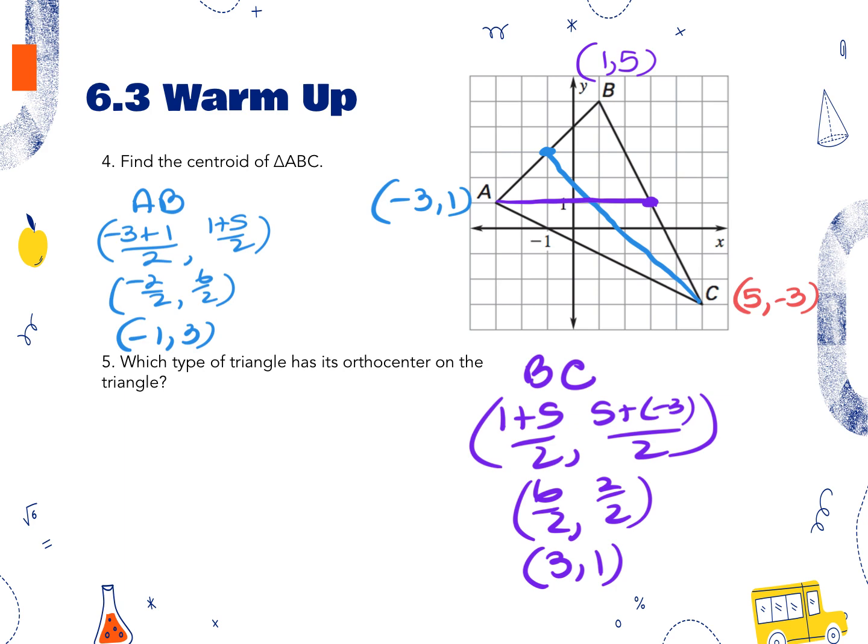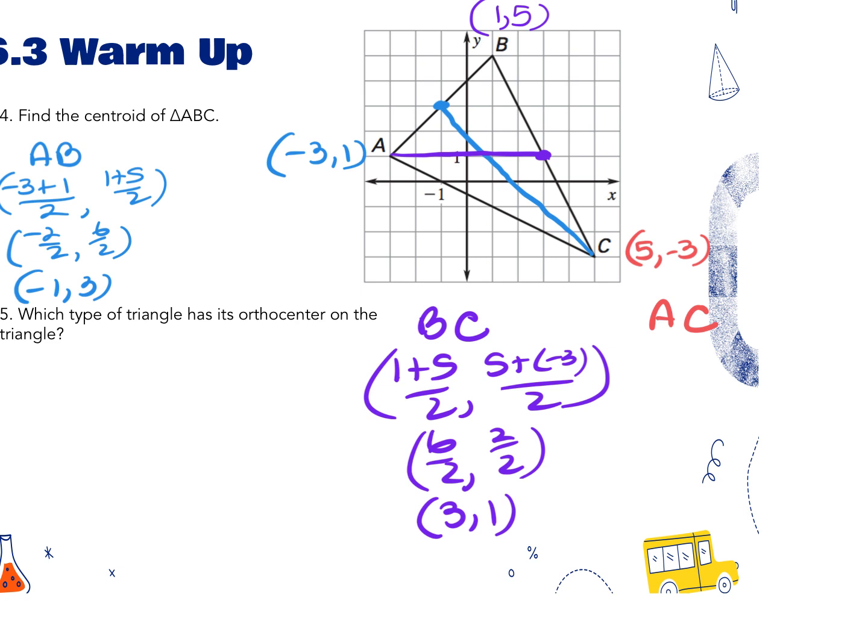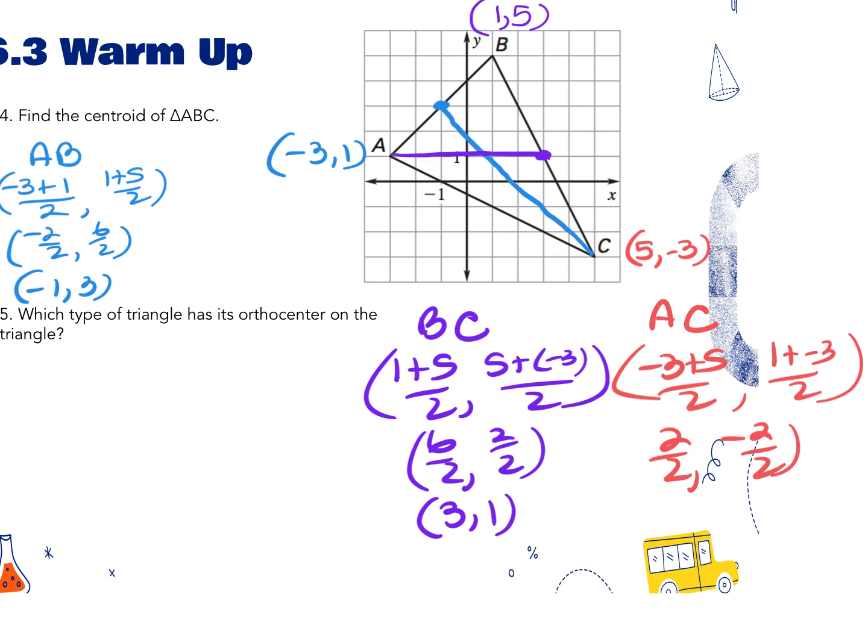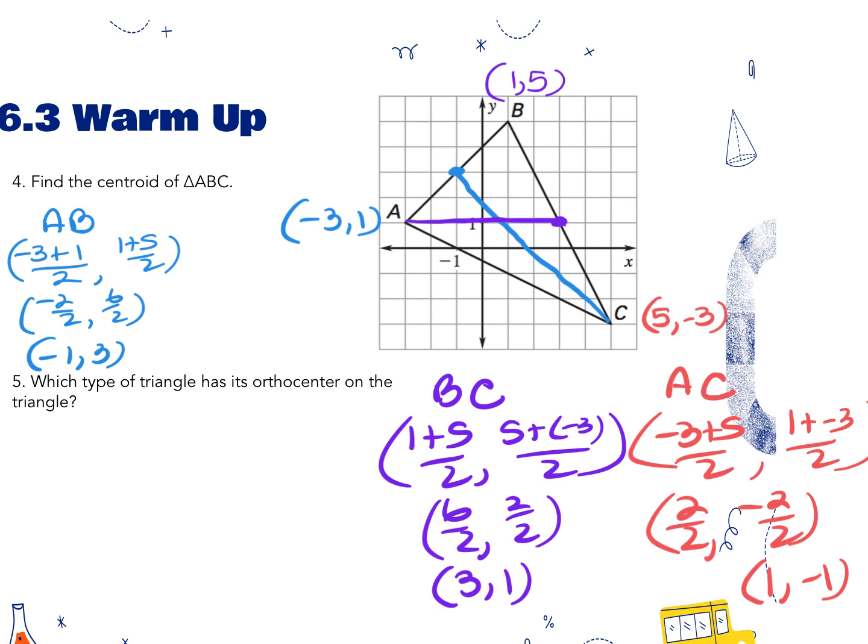Next, I need to find the midpoint of AC. -3 + 5 divided by 2, 1 + -3 divided by 2, 2/2, -2/2, 1, -1. So I'll plot that midpoint and then draw in the median. And now I'm looking for the point of concurrency where all three medians intersect, and that is going to be the point 1, 1. So this is the appropriate way to do it.